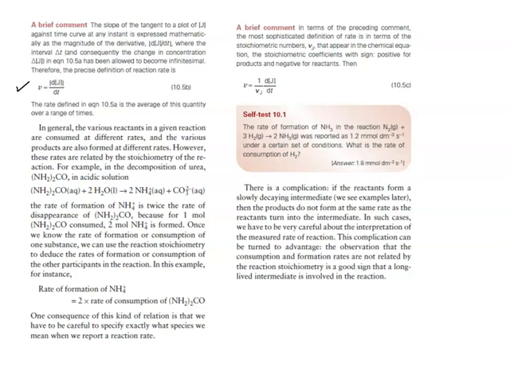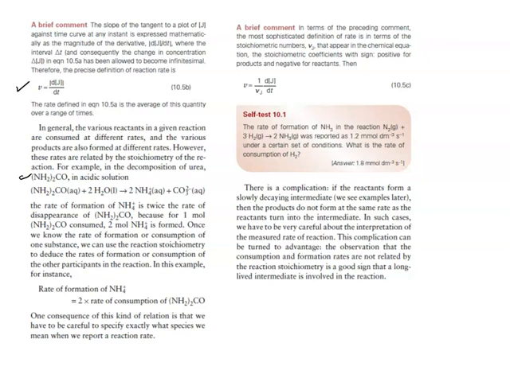In general, reactants in a given reaction are consumed at different rates, and the various products are also formed at different rates. However, these rates are related by the stoichiometry of the reaction. For example, in the decomposition of urea, what we see here, in an acidic solution, you have aqueous urea, where one equivalent of urea reacts with two equivalents of water, yielding two equivalents of ammonium plus one equivalent of carbonate. The rate of formation of ammonium is twice the rate of the disappearance of urea because for 1 mole of urea consumed, 2 moles of ammonium are formed.